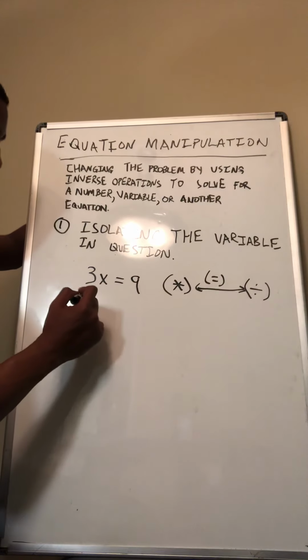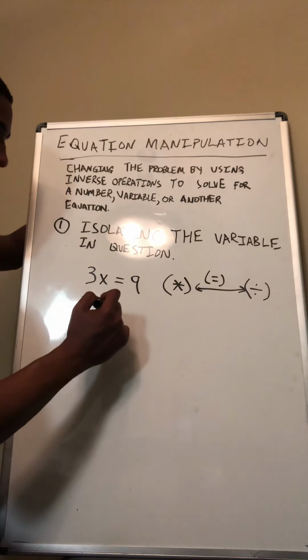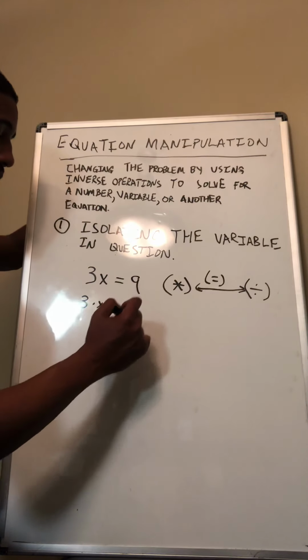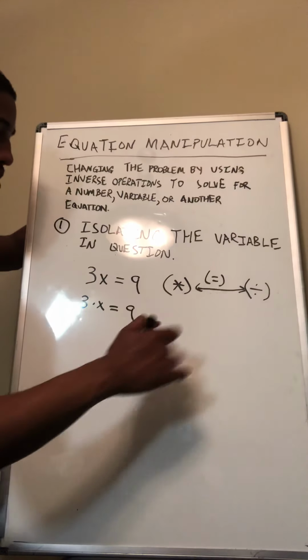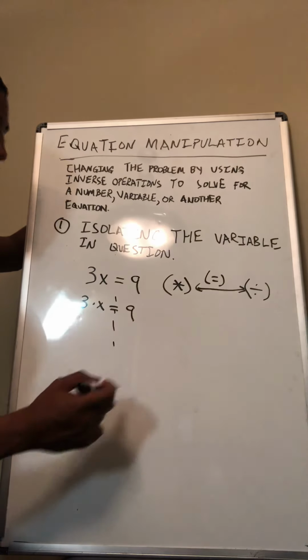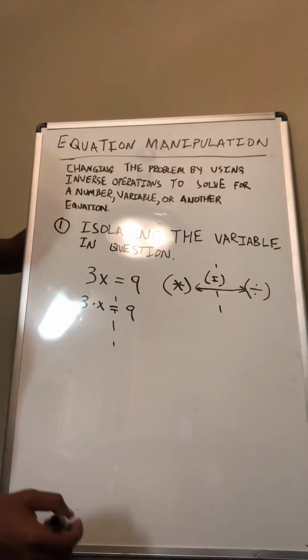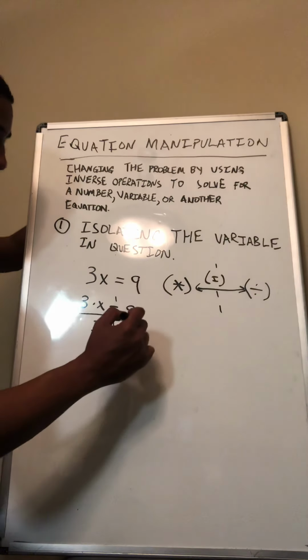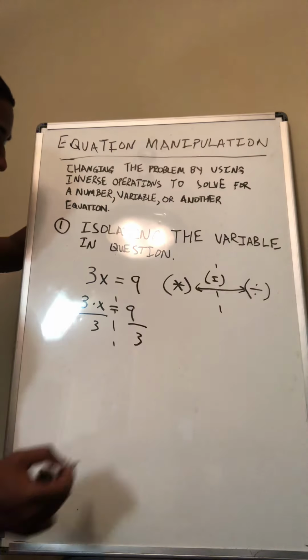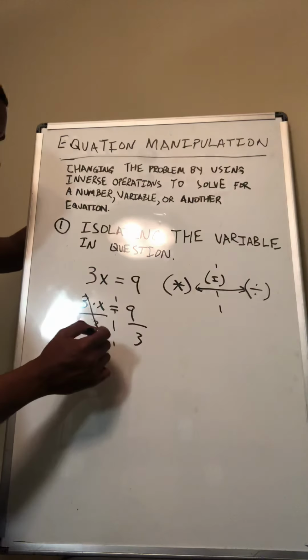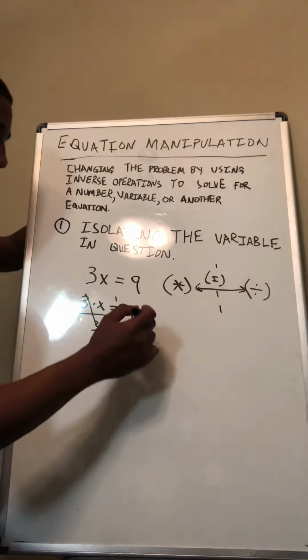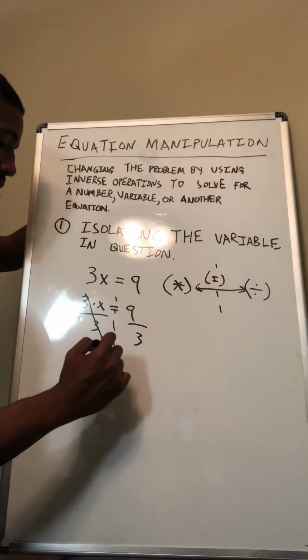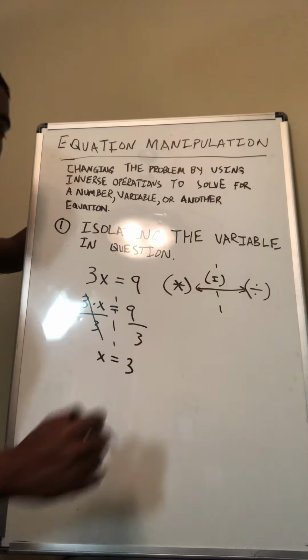So we're going to rewrite it as the step 3 times x is equal to 9. And now because I have to do whatever I do to one side of my equation to the other, I would divide by 3. So that now cancels this. And now I have 9 divided by 3, which is 3.